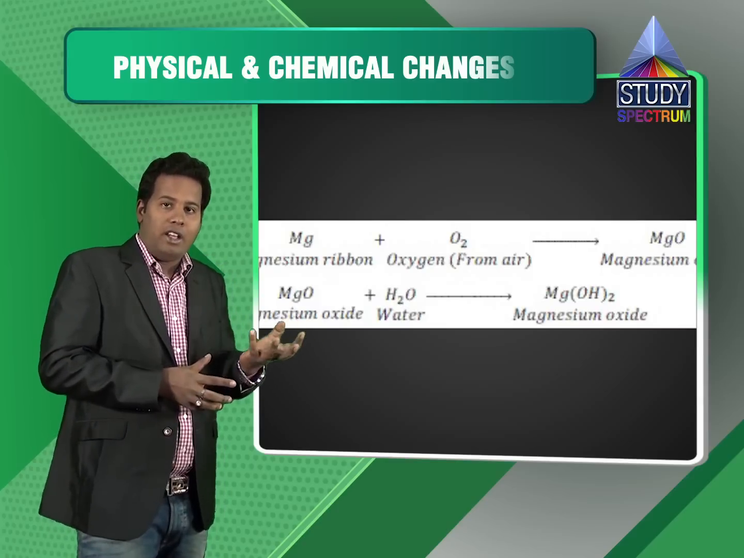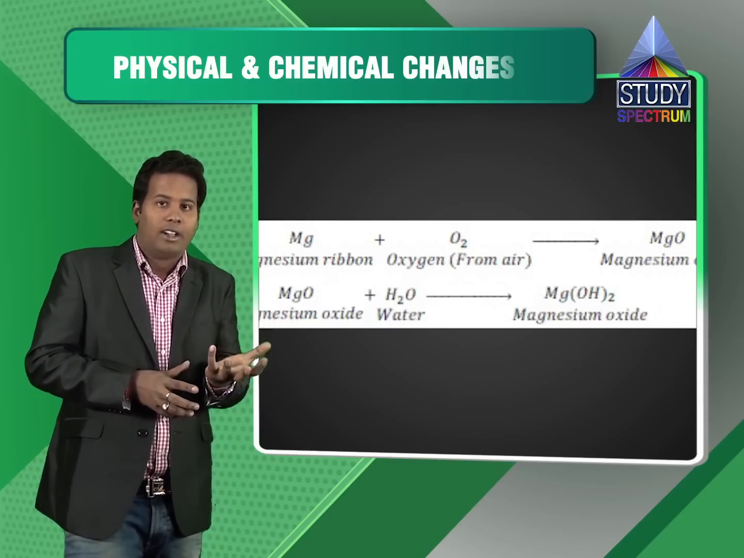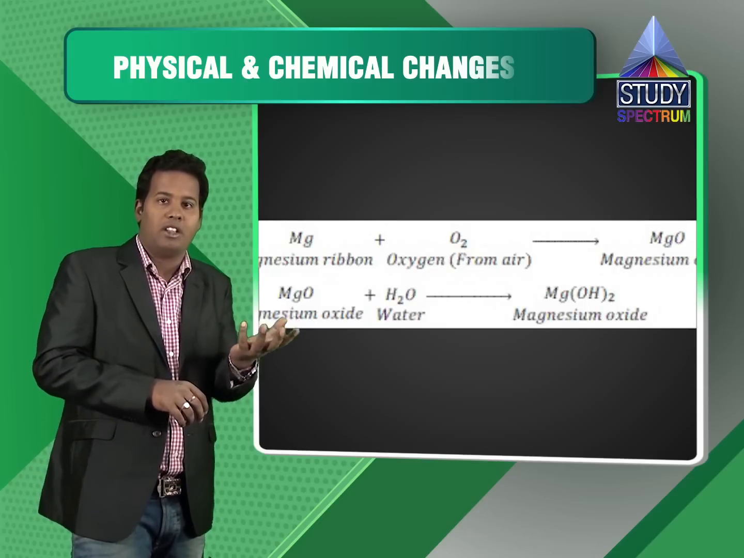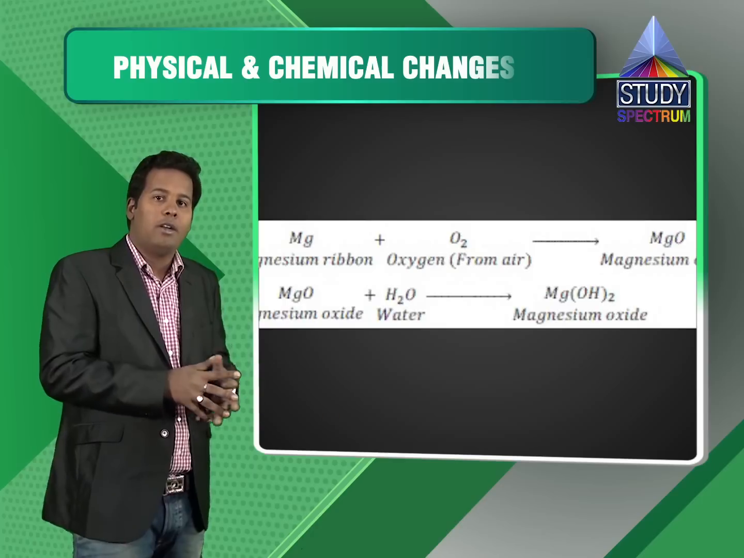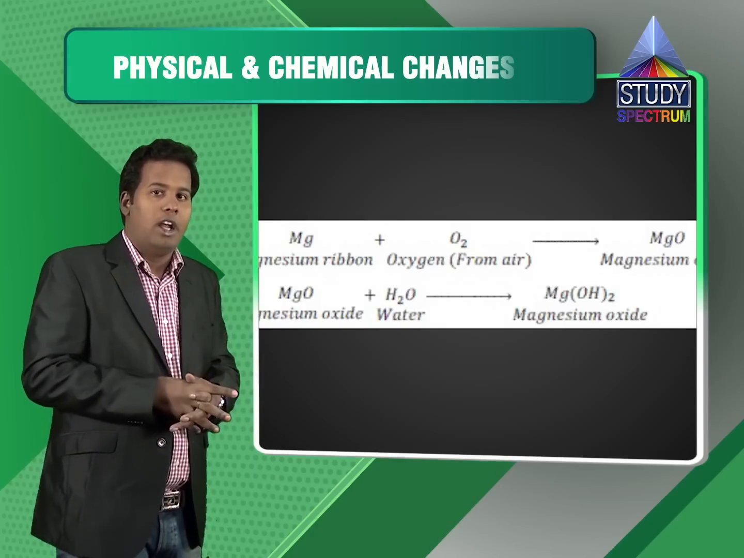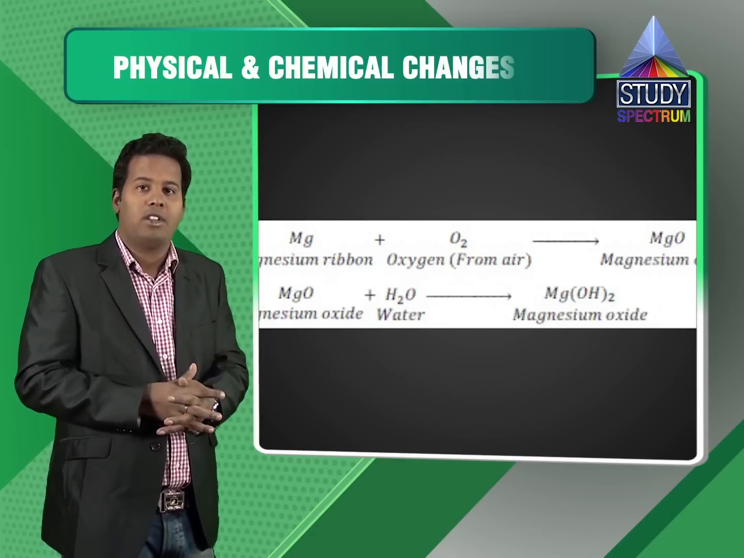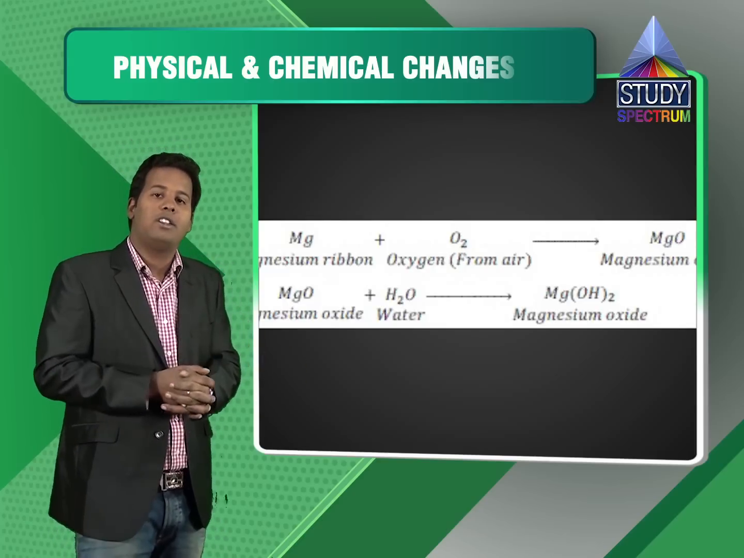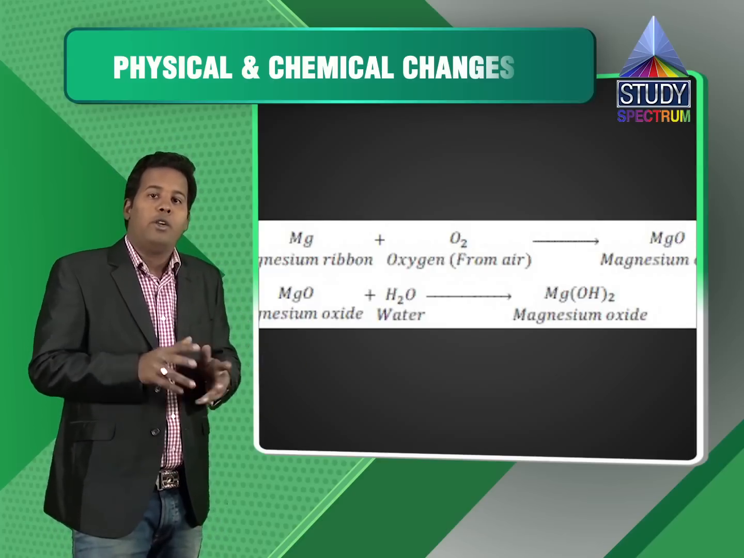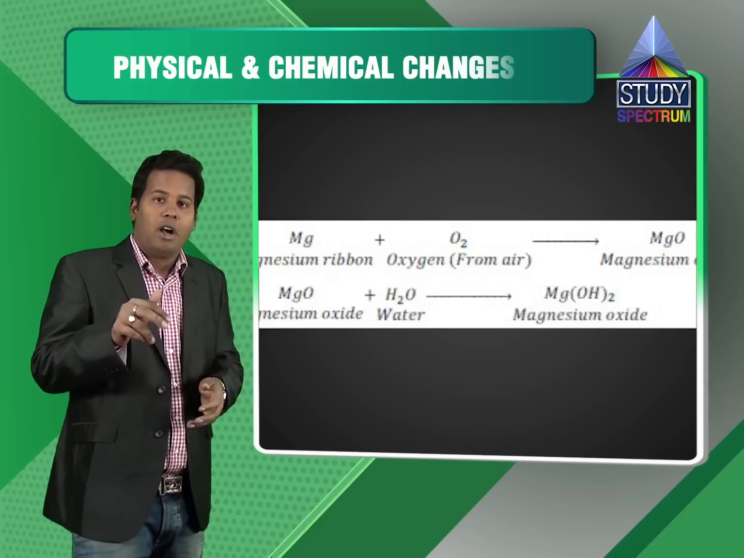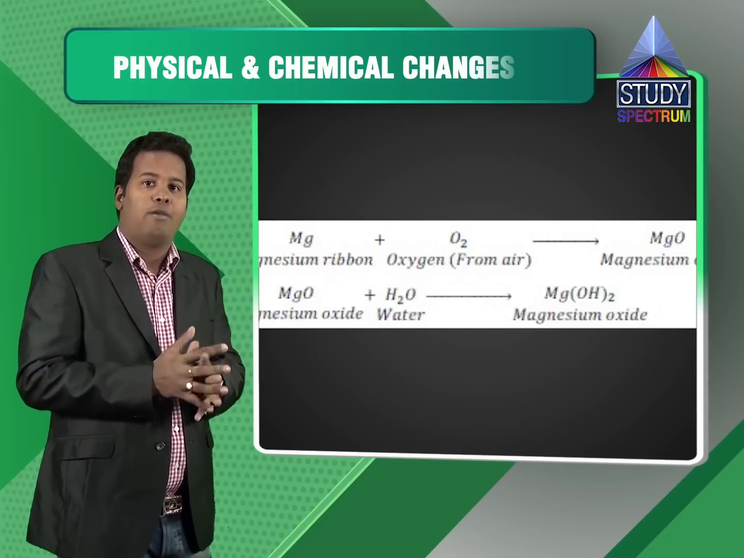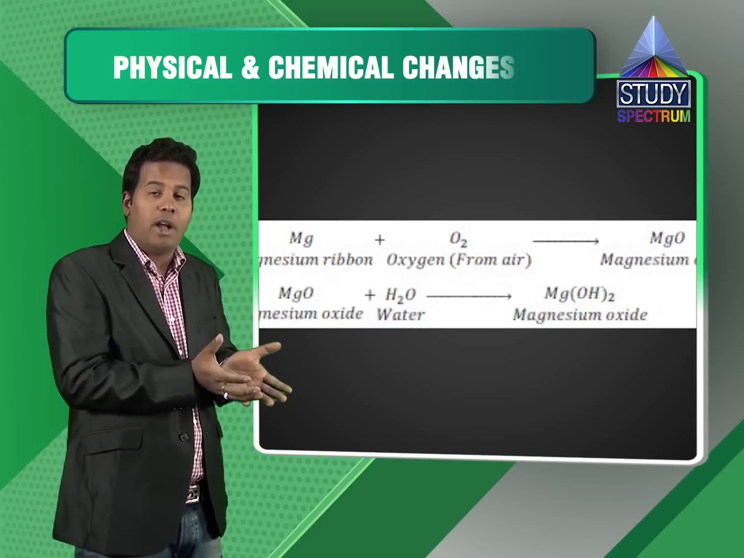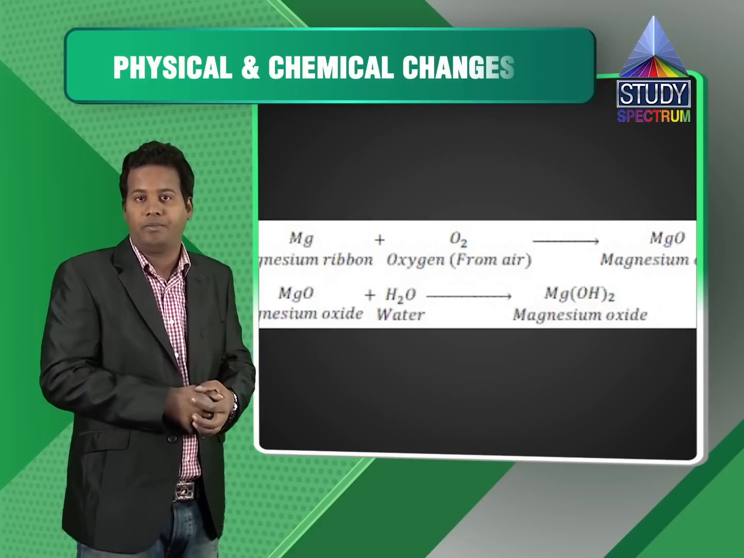Now that powdery ash collected in the plate kept below the burning magnesium ribbon is actually magnesium oxide. If you dissolve that magnesium oxide in water, it will form magnesium hydroxide, which is actually a base, basic in nature. How to check whether it is a base or not? You can use a litmus paper. If you dip a red litmus paper into a solution of magnesium hydroxide, it will turn blue, indicating that magnesium hydroxide is a base.